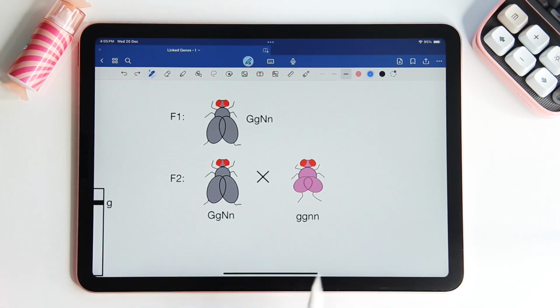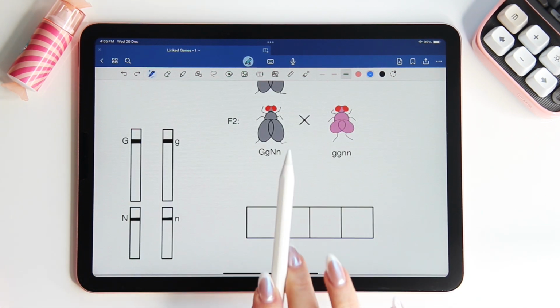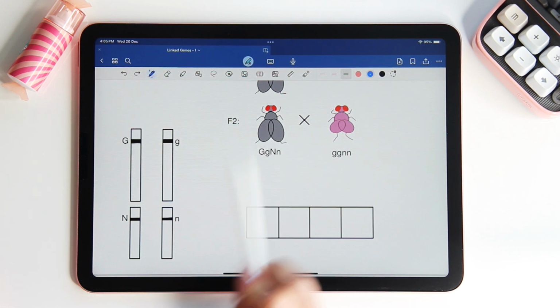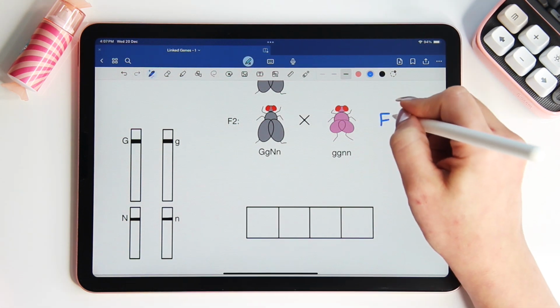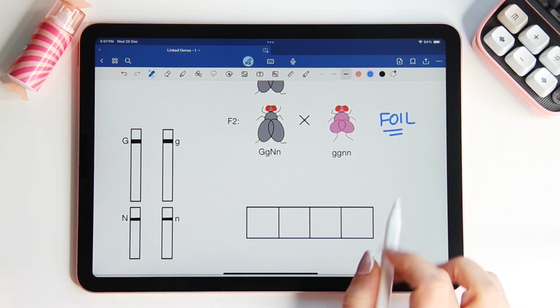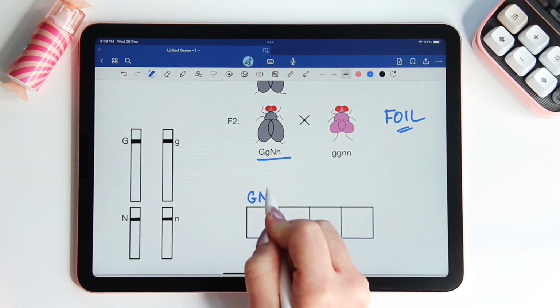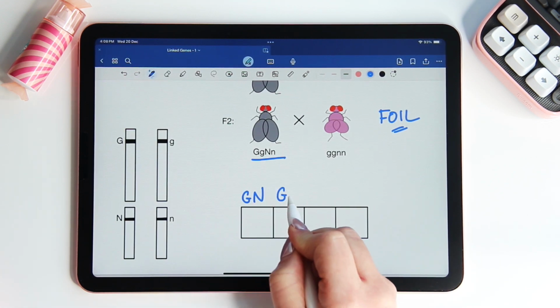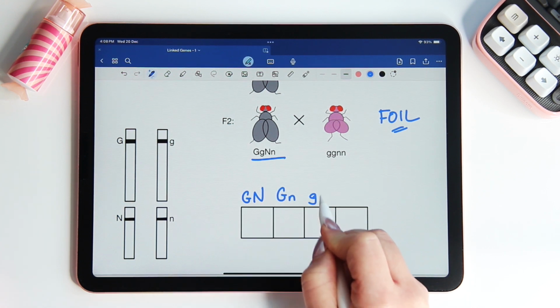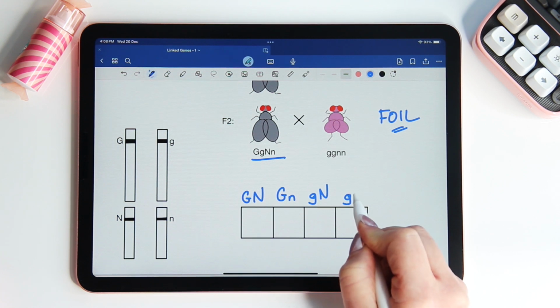cross. Before we look at the given results, let's first talk about the two possible scenarios. The first scenario being that the gene for the body color and the gene for wing shape are on two different chromosomes. So using the FOIL method, let's determine the gametes for the gray fly. F first of each pair, so we're going to place capital G, capital N. O will be capital G, small n, I, small g, capital N, and then L for the last of each pair, which is small g, small n.